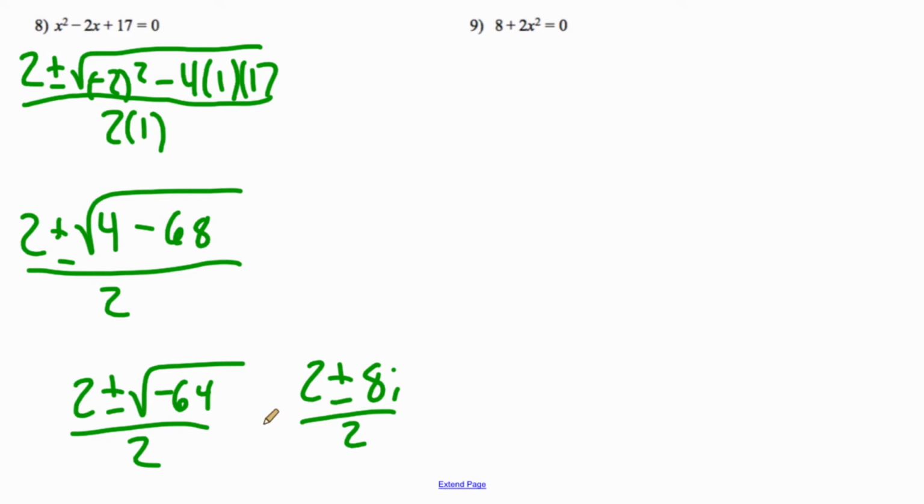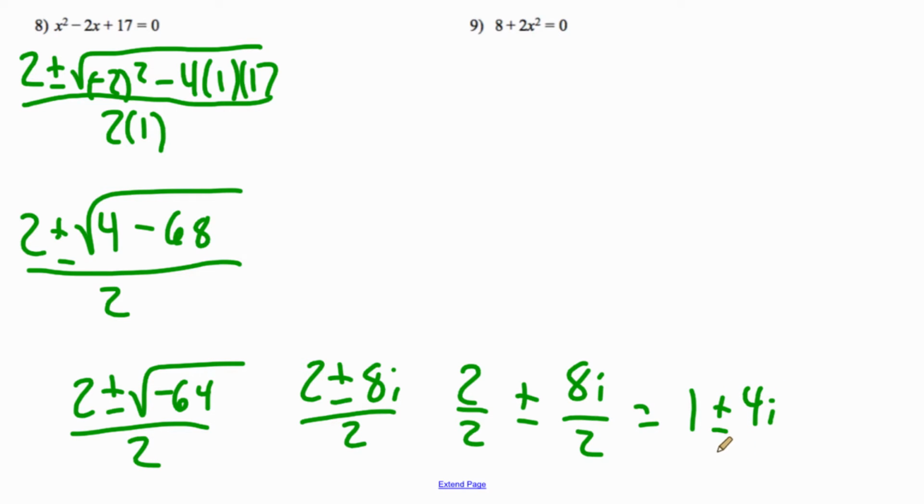And again, I would think about splitting our fraction. So I'm going to take the 2 and divide it by 2, and then plus or minus the 8i over 2. 2 divided by 2 is just 1, and 8i divided by 2 is 4i. So we get 1 plus or minus 4i.